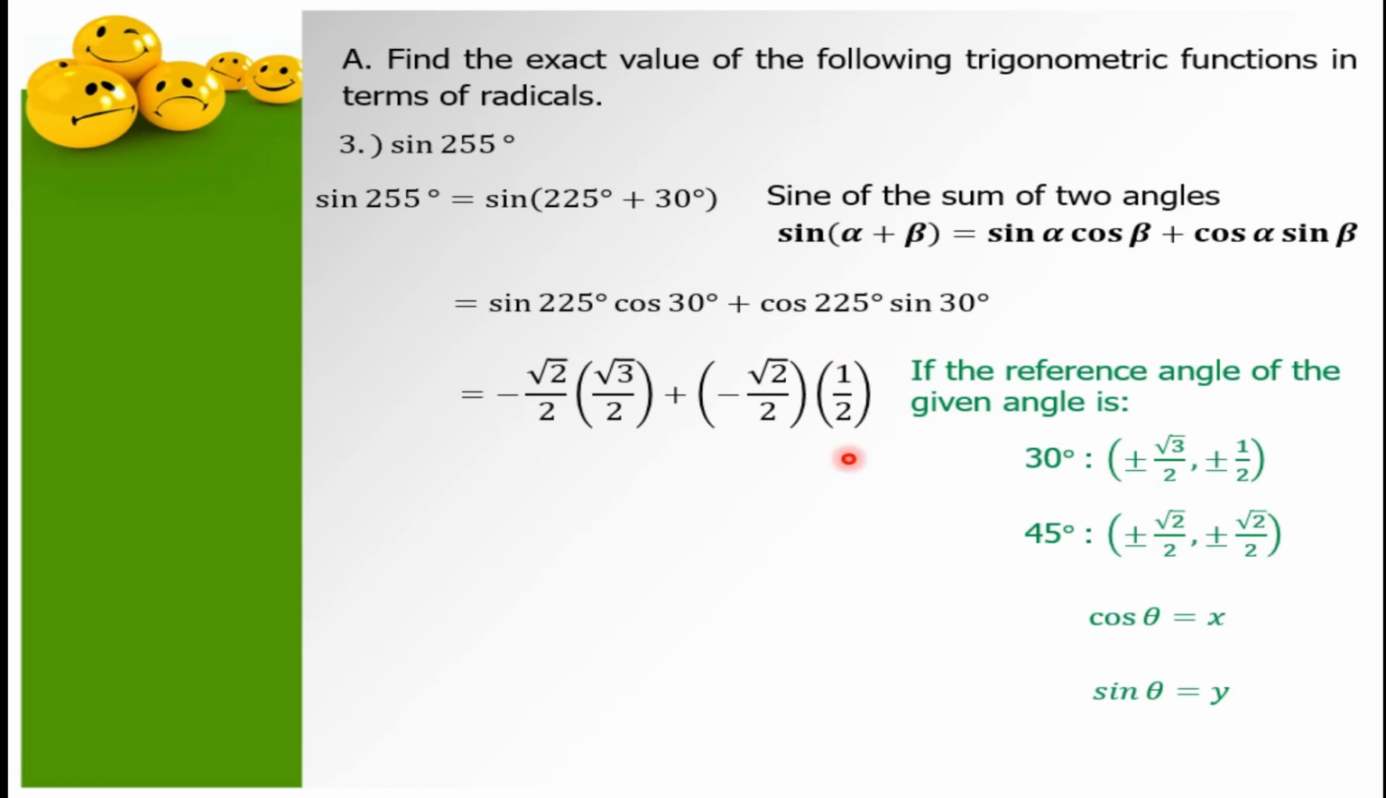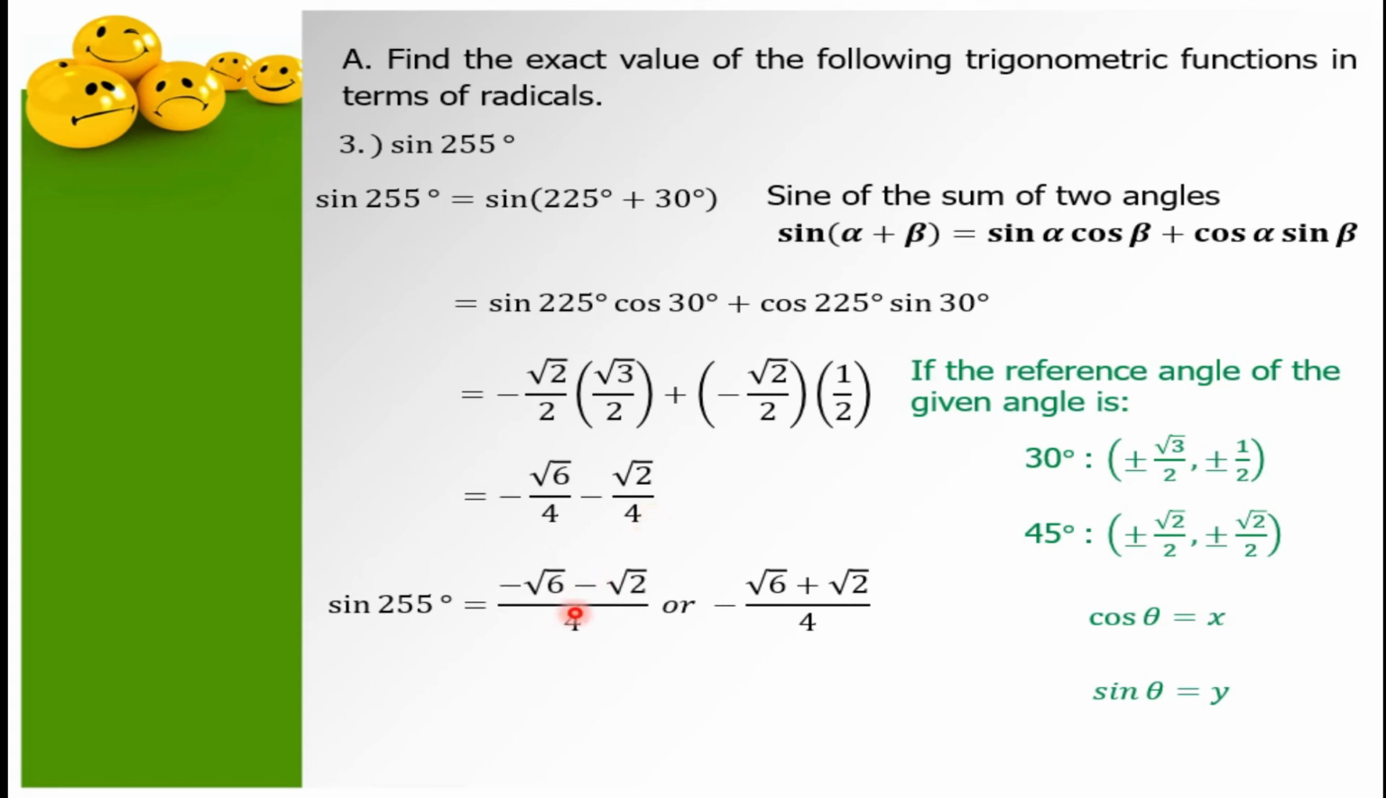Okay. Simplifying, we have square root of 2 times square root of 3, that is square root of 6. 2 times 2 is 4. Negative times positive, that is negative. So you have negative square root of 6 over 4. You have here negative square root of 2 times 1, that is negative square root of 2. 2 times 2, that is 4. By simplifying, that is equal to negative square root of 6 minus square root of 2 all over 4. Or we can simply factor, that is negative of square root of 6 plus square root of 2, all over 4.